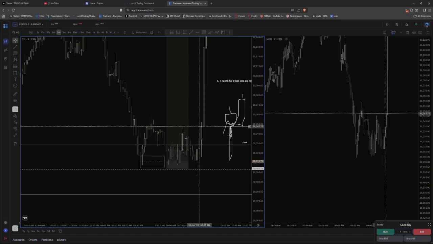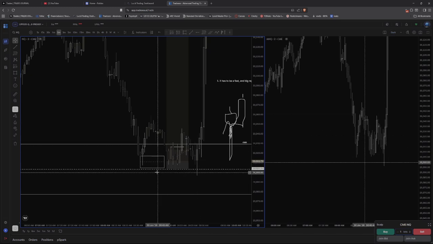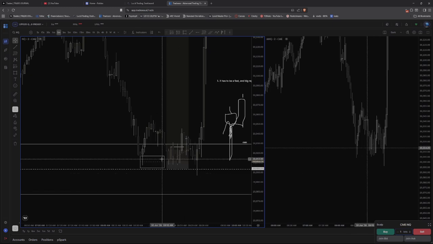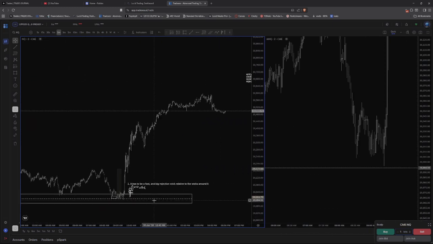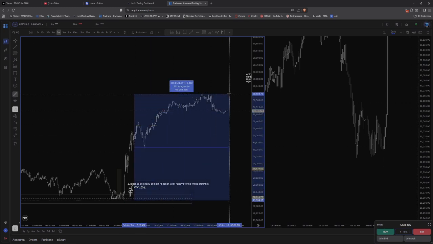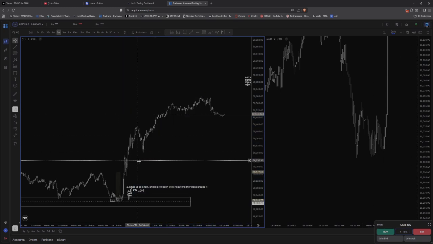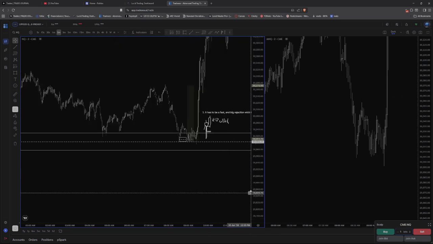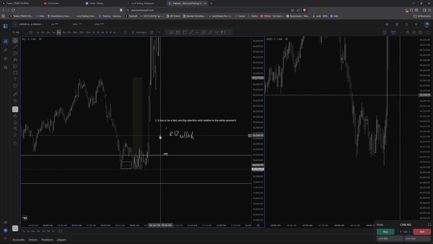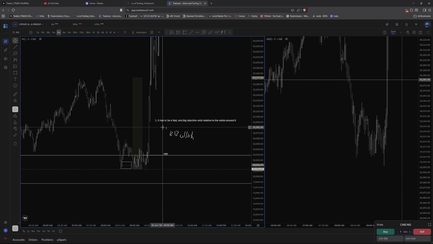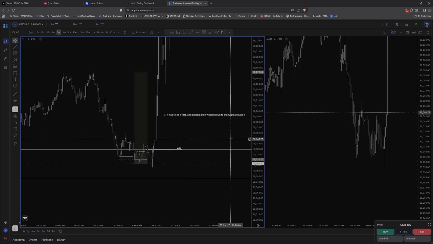So if it weren't for this nuance at 9:30, right, this rejection block would have been probably the best entry of the entire day. You could have caught this entire freaking 600-point move up. Okay. Let me show another example. Okay. Let's delete all this.